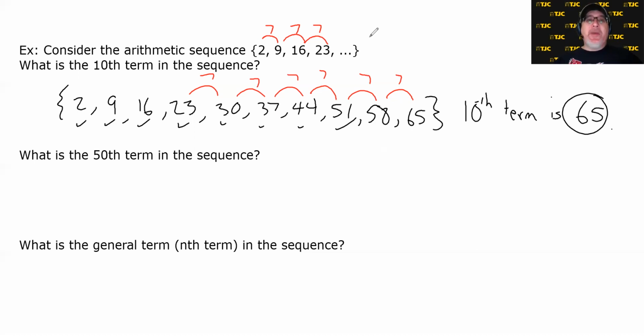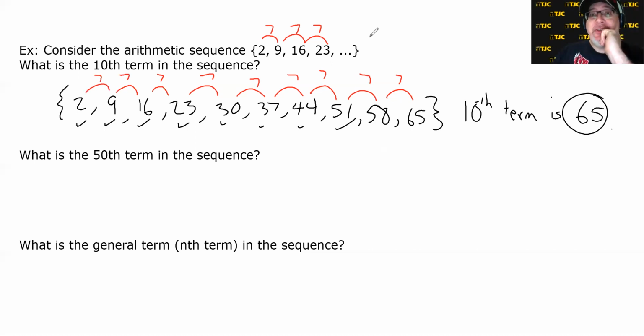In order to see how many times we would have to add 7 to get to the 50th term, let's go back to the previous example. How many times did we add 7 to get to the 10th term? And I should be specific, to get to the 10th term from the first term. So let's go back up here and write in our 7s all the way back to the first term.